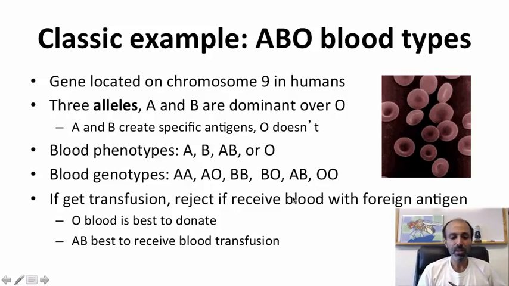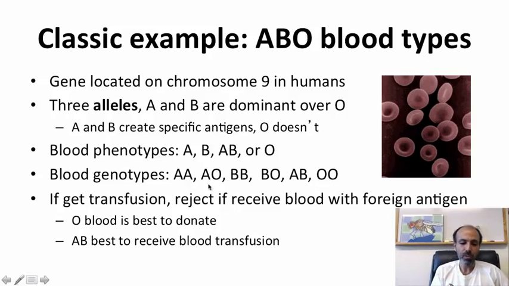Now I said A and B are dominant over O, so what if you are AO genotype? What blood type would you be? The answer then is you'd be A. So AA and AO both have blood type A. BB and BO both have blood type B. A and B are not dominant over each other, so you just be blood type AB. And OO would obviously just be O.